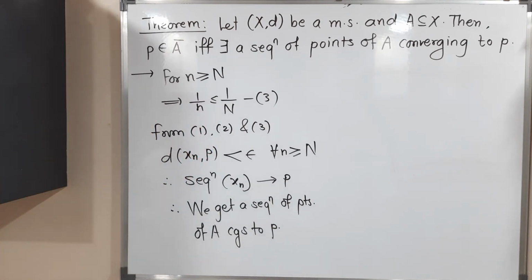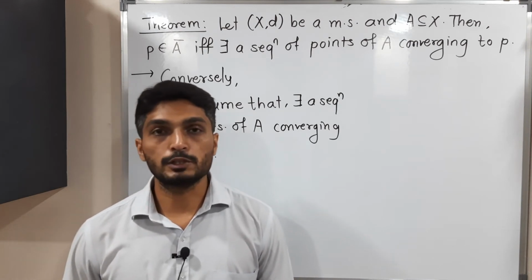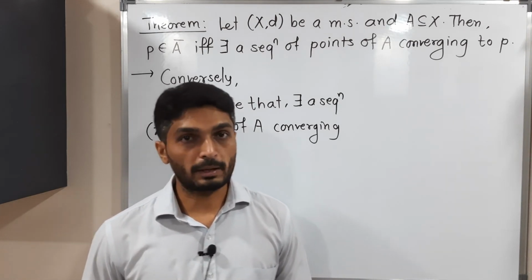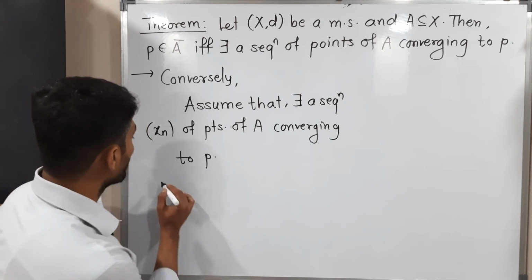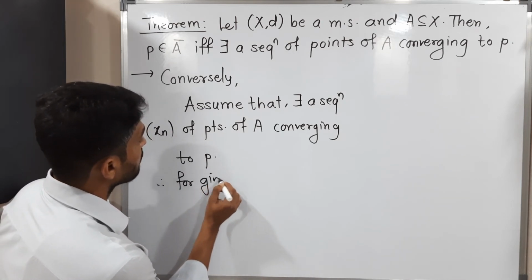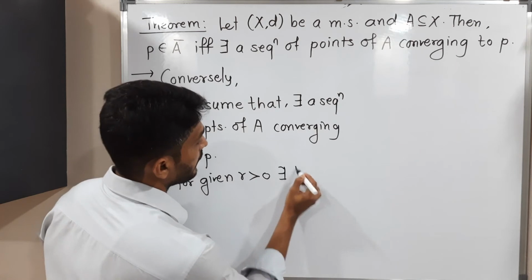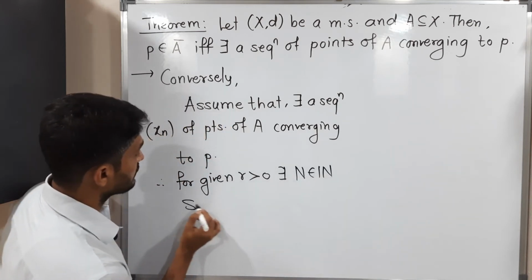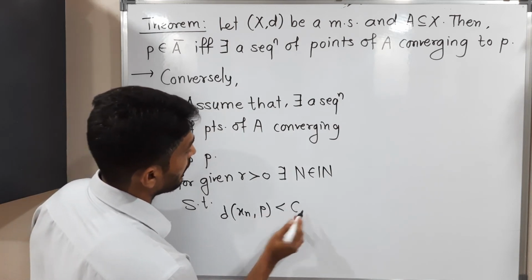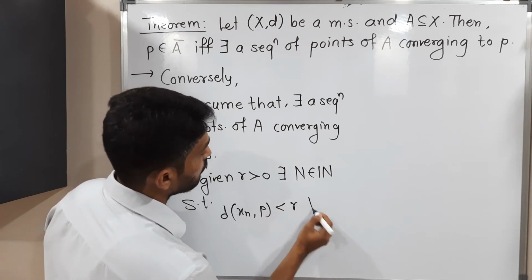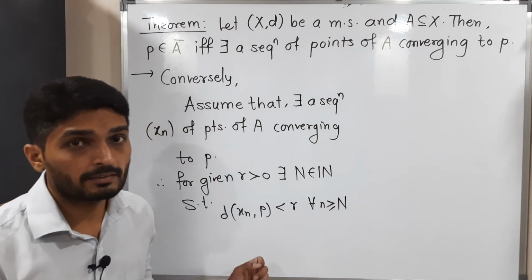Make a screenshot of it first, then we will go further. See, now we are assuming that there is a sequence xn of points of A converging to P, and we have to prove that P belongs to A bar. So I am going to use the definition of a convergent sequence here. What we have, xn converges to P. Therefore, for given epsilon greater than 0, but see, instead of epsilon I am using r here, there exists capital N belonging to the set of natural numbers such that d of xn comma P is less than r, since we have taken r here, for all n greater than or equal to capital N. Since the sequence xn converges to P, by definition we can write it.